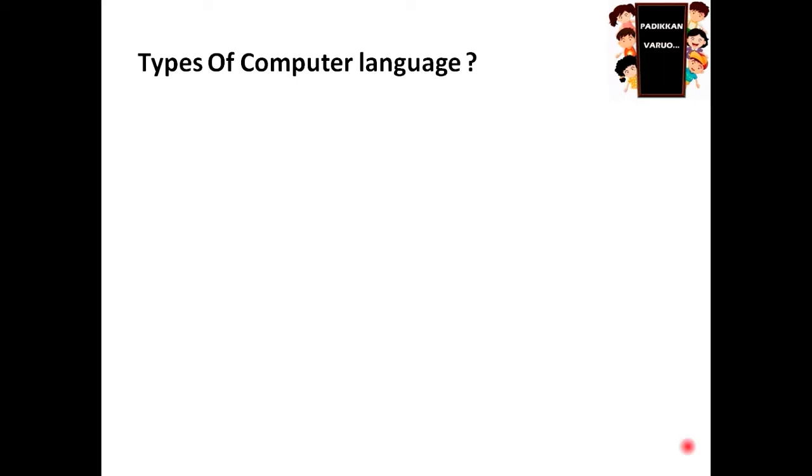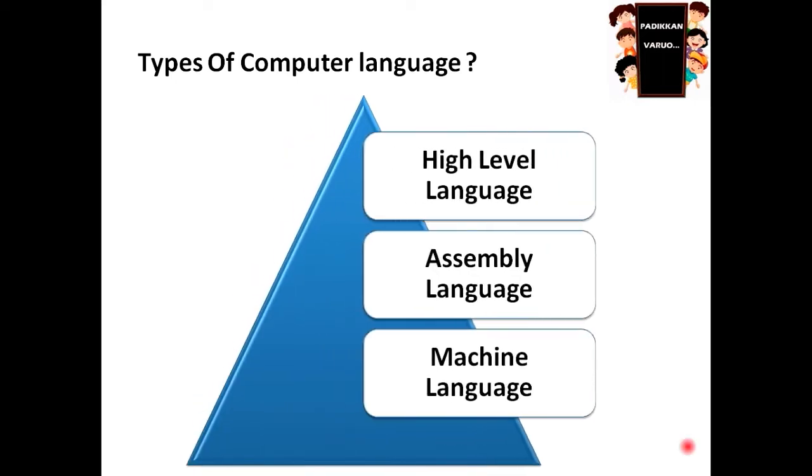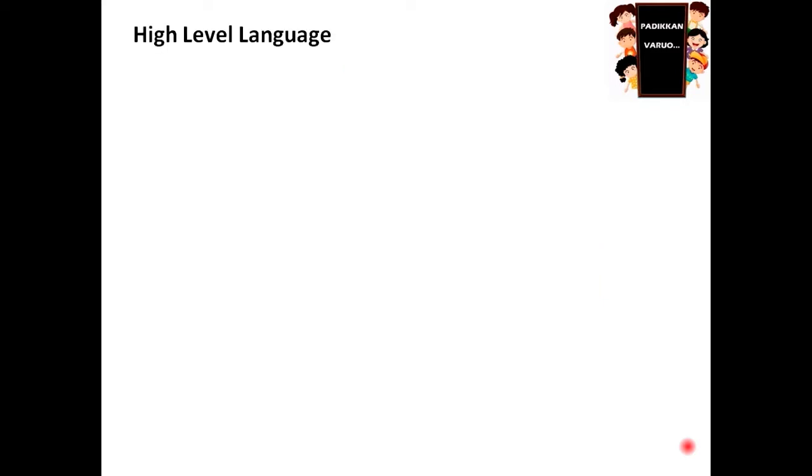Next, in the case of computer language, we can see three different categories or types of computer language existing in our real world. The first one is high level language, which is understandable to human beings in a simple manner. The second one is assembly language, and the third one is machine language. So first of all, we can discuss high level language. What do you mean by high level language?